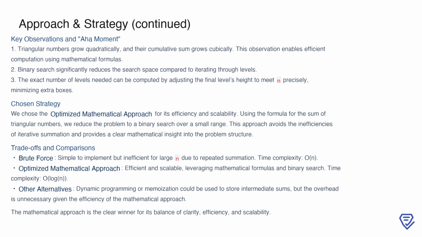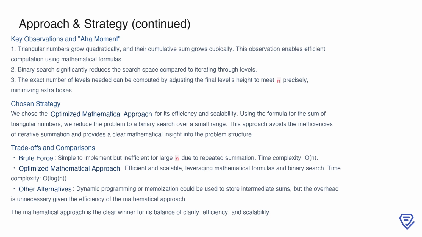There are a few key insights that make the mathematical approach so powerful. First, triangular numbers grow quadratically, and their cumulative sums grow cubically. This relationship allows us to compute results efficiently using mathematical formulas instead of iterative calculations. Second, binary search dramatically reduces the number of potential k values we need to check, making the process much faster than a level-by-level simulation. Finally, we can precisely adjust the height of the final level to ensure the total number of boxes equals n, minimizing any extra boxes.